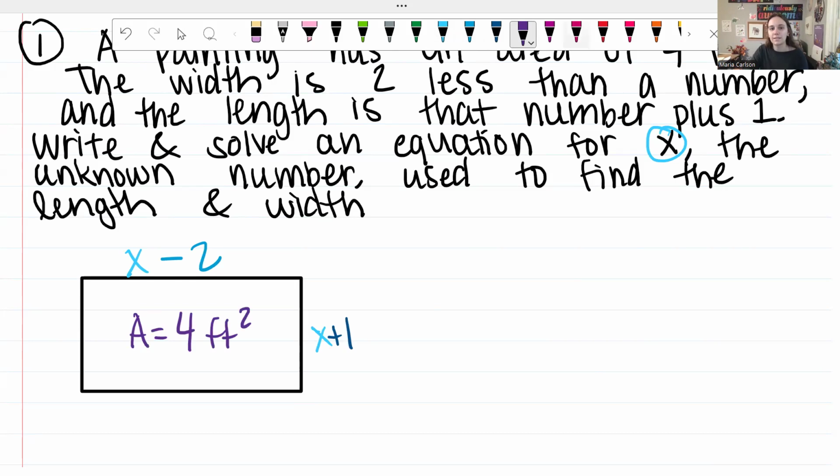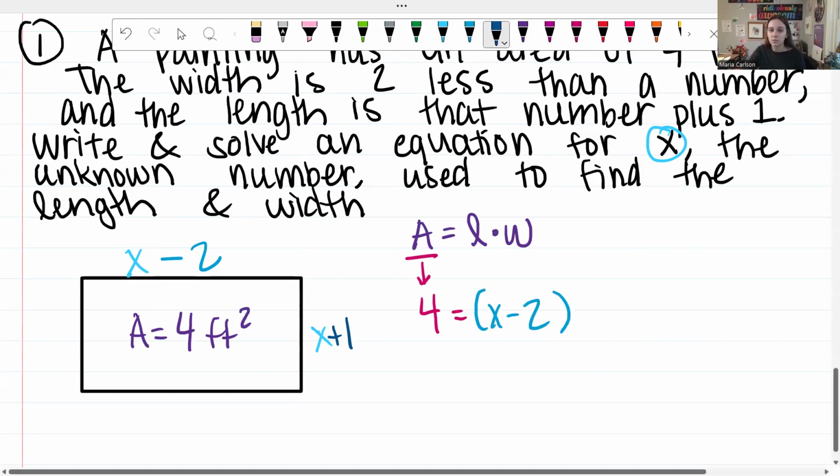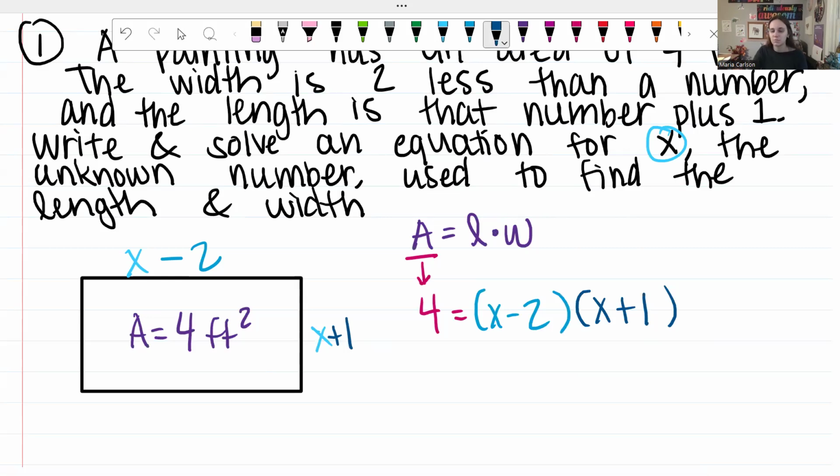Now, knowing what we know about rectangles, the area is always going to be the length times the width. So I could write an equation here. We know our area is 4 feet. So 4 is equal to our length, which is x minus 2, times our width, which is x plus 1. I think I kind of did that backwards, but it doesn't really matter.